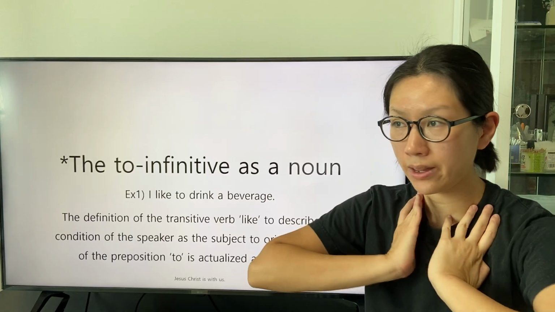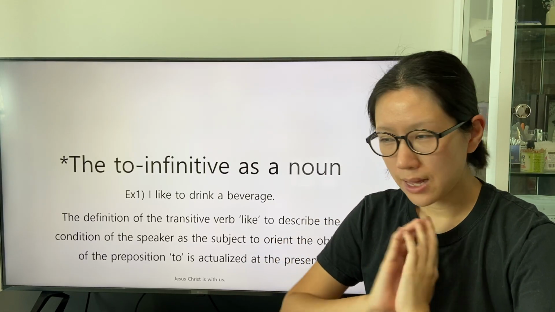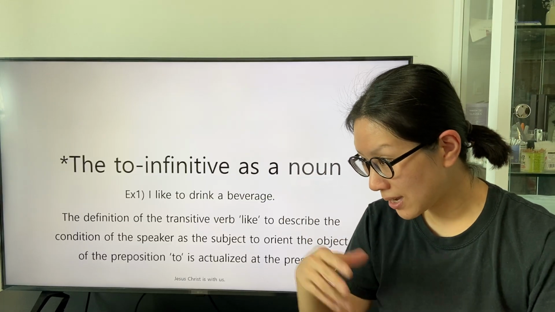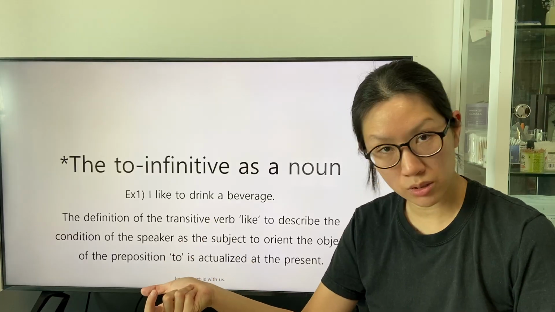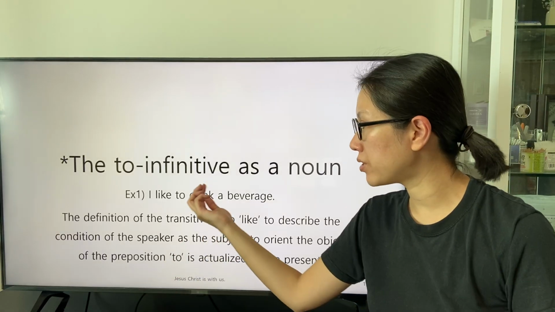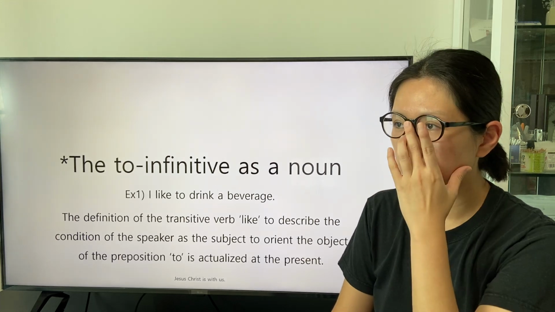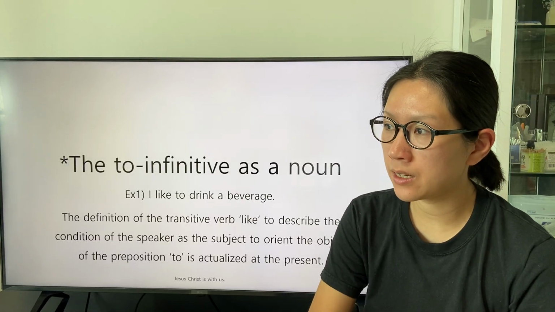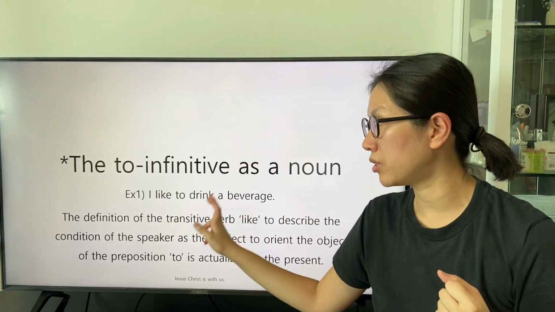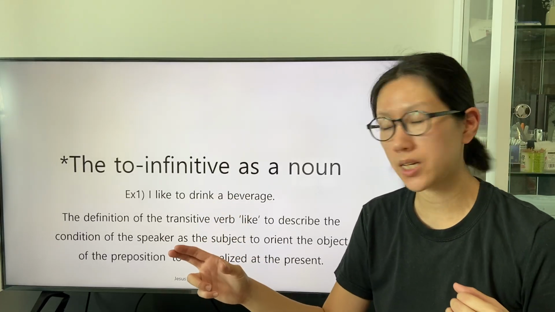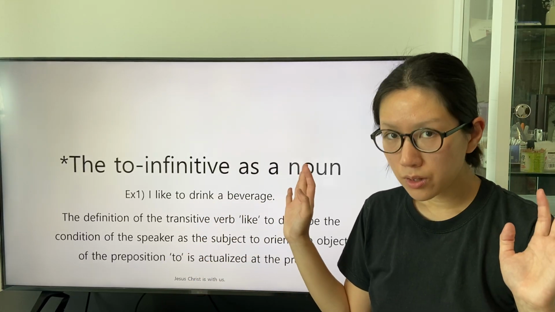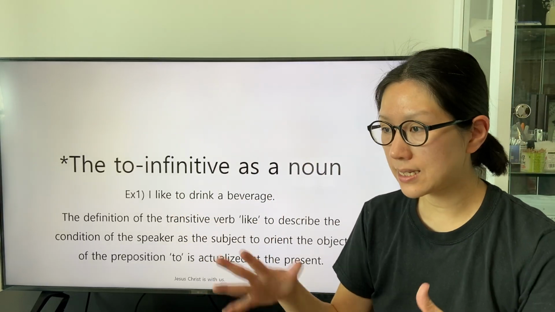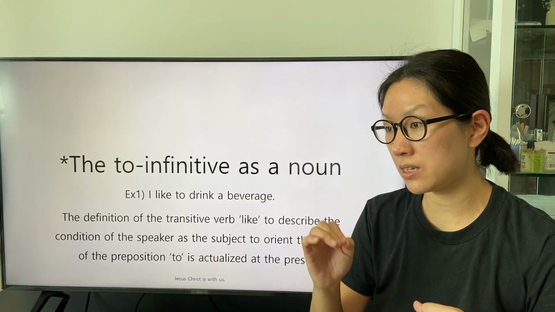So we can understand that the condition that the speaker likes at the present can be a purposed action described by the root infinitive drink at the present. The speaker has the purpose at the present, and the content of the purpose is an action described by the root infinitive drink. So we can understand that the to infinitive reveals the information about the time that the definition of the root infinitive is actualized.